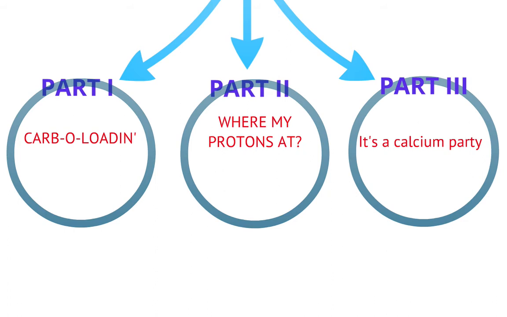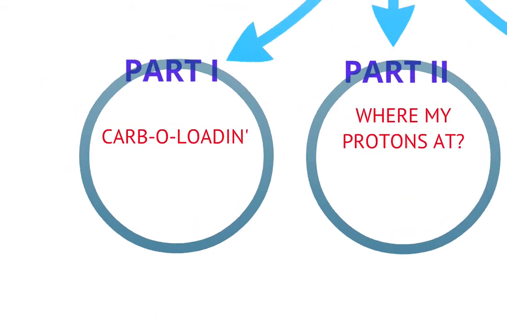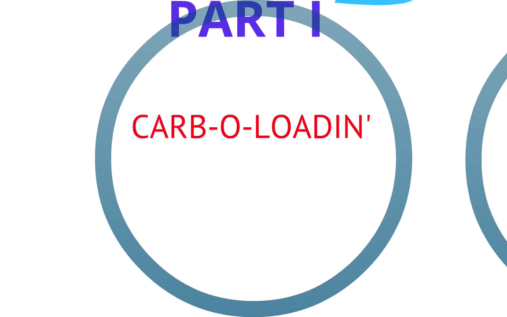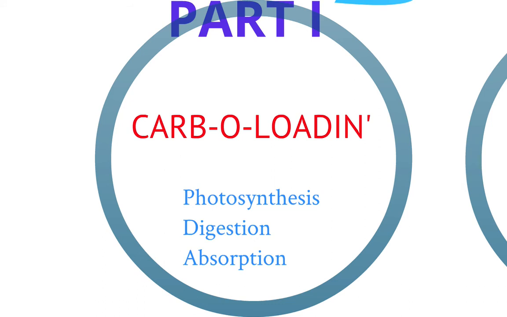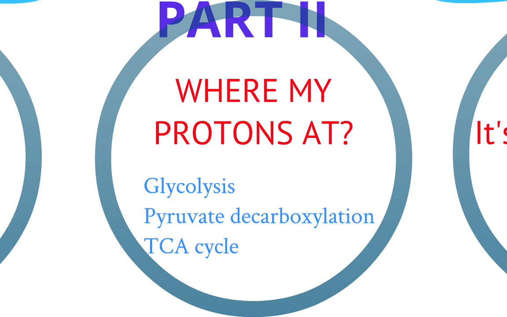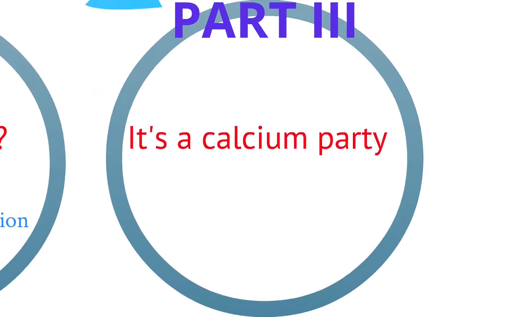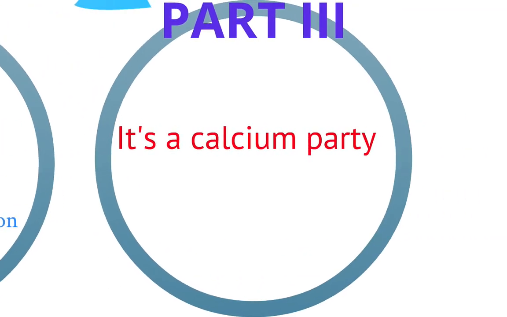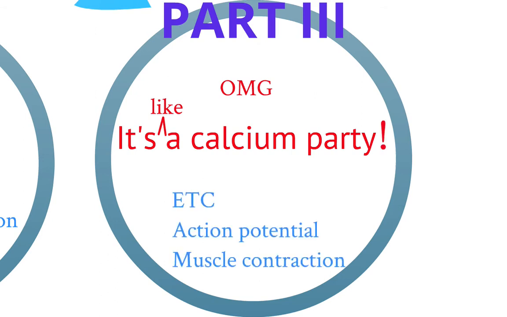The journey from photosynthesis to muscle contraction. This series has 3 parts. Part 1. CARB-O-LOADIN. Photosynthesis, digestion, and absorption. Part 2. Where my protons at? Glycolysis, pyruvate decarboxylation, and the tricarboxylic acid cycle. Part 3. OMG, it's like a calcium party. The electron transport chain, action potential, and muscle contraction.